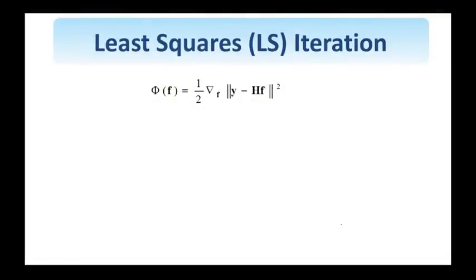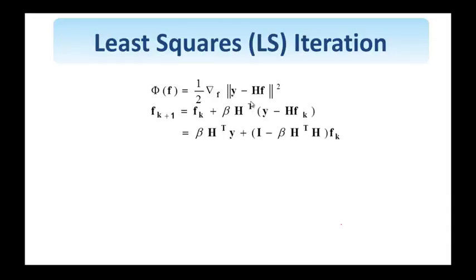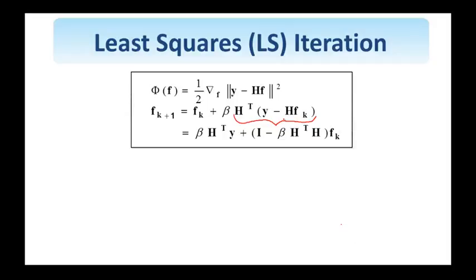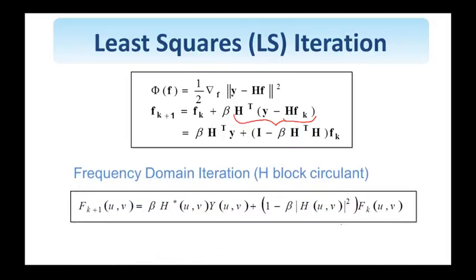If we choose as phi of f 1/2 the gradient with respect to f of this error norm, then the iteration takes this form. This is the gradient of the norm here, and this is really the iterative implementation of the least squares filter that we studied earlier. So if H is block circulant, then I can take this to the frequency domain and the iteration takes exactly this form. Let's look now at the convergence properties of this algorithm.